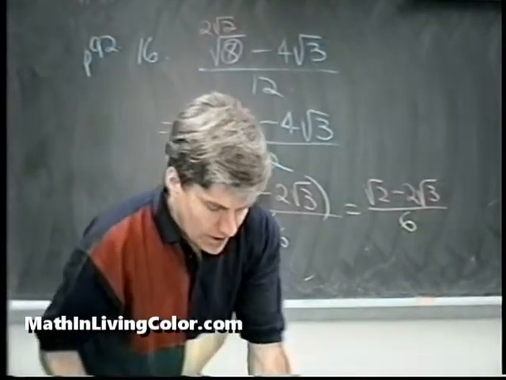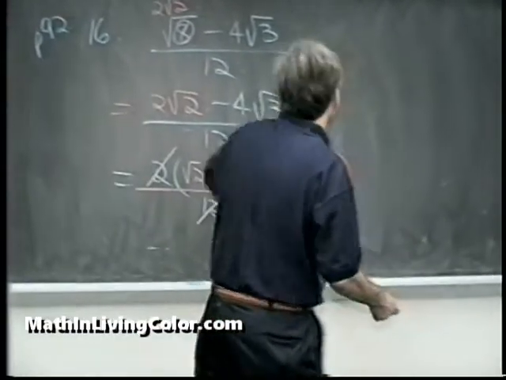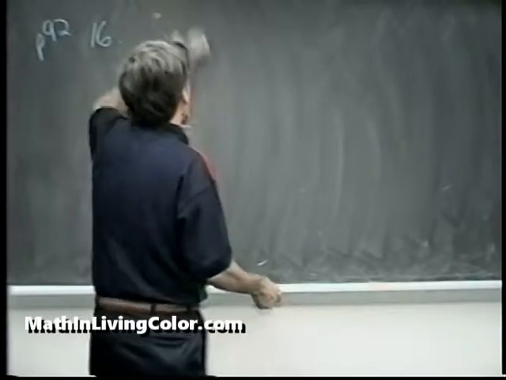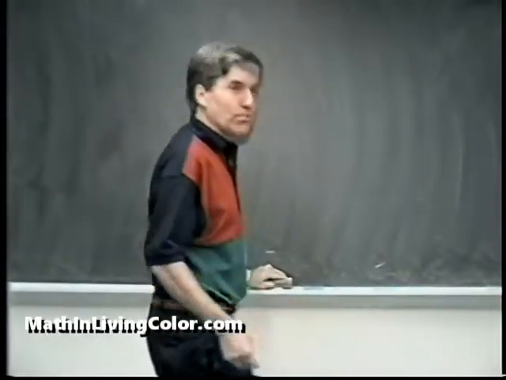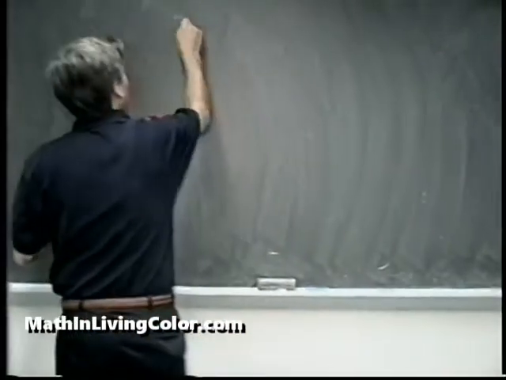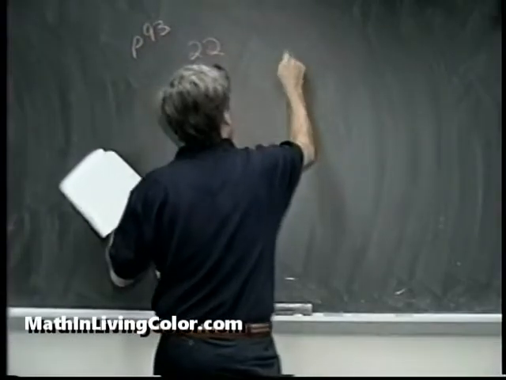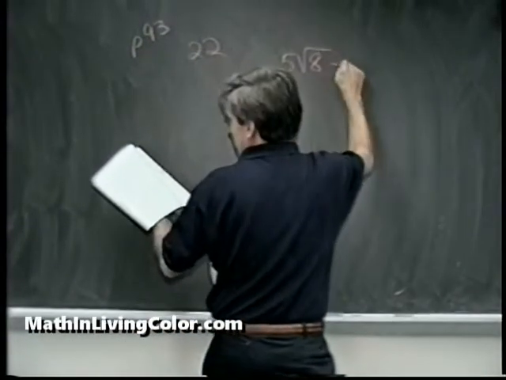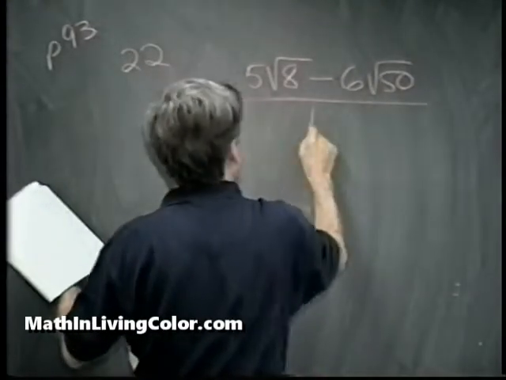Okay, now I've got one more problem on page 93, and then I need to talk about rationalizing a monomial denominator. I guess we must be through with perfect cubes because I just erased them. Number 22 on page 93. It says 5 square root of 8 minus 6 square root of 50 divided by 10.